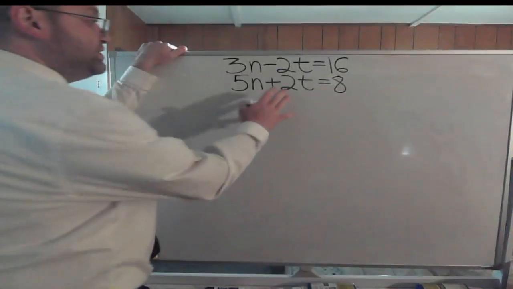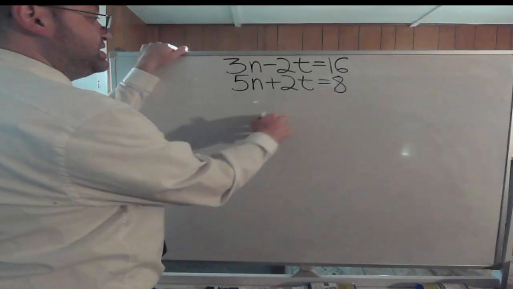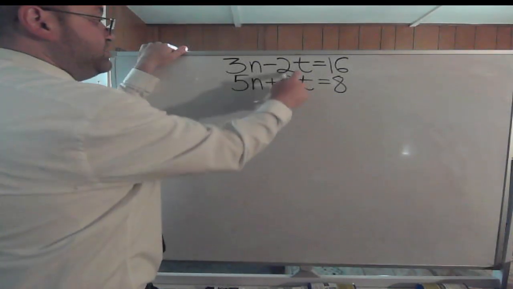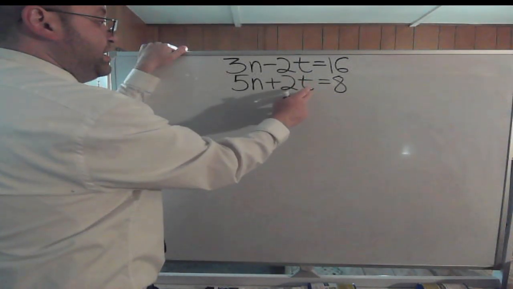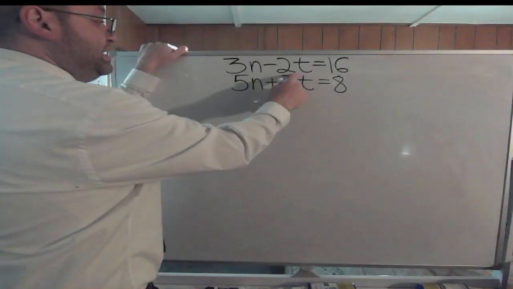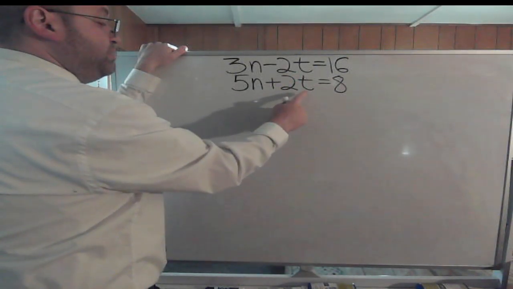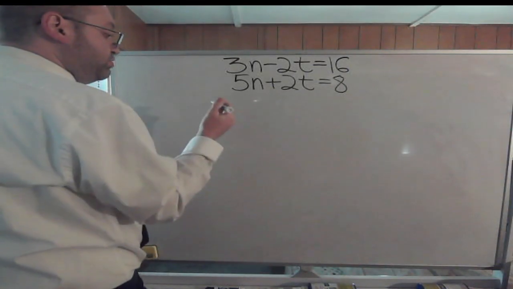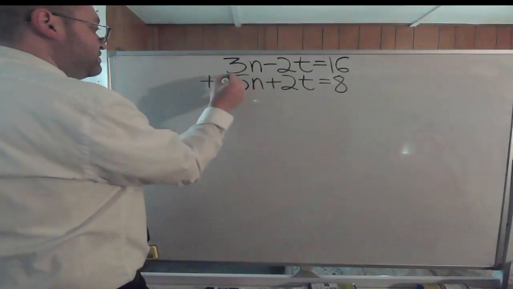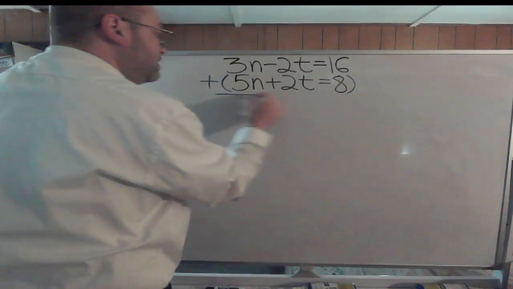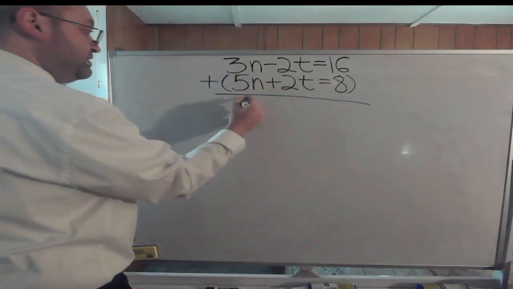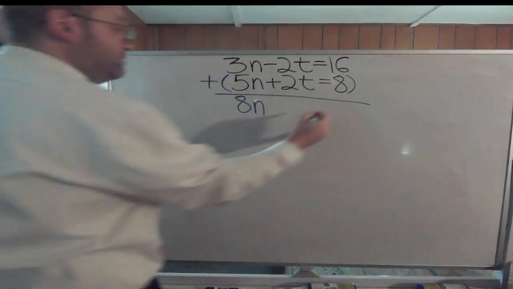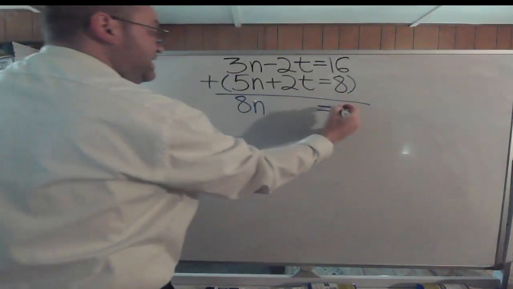when looking at these systems of equations, look to see if you have the same coefficients. Basically, you do on the t variable. The first equation has a negative 2t, the second equation has a positive 2t. So it looks like we can eliminate the t variable by adding the second equation to the first. So let's go ahead and do that here. 3n plus 5n will give you 8n. The negative 2t plus 2t is 0. 16 plus 8 is 24.